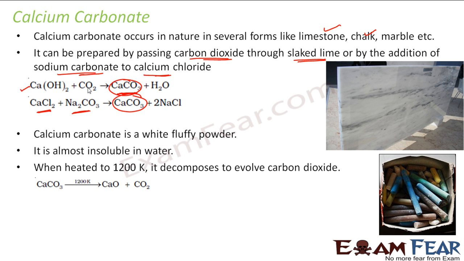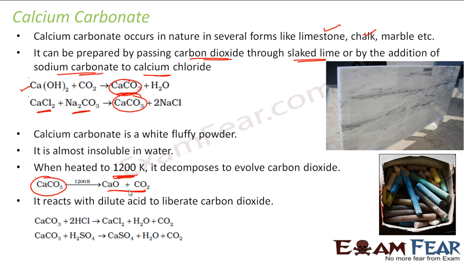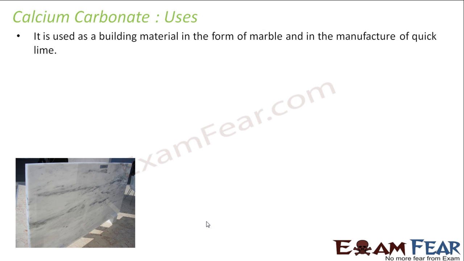It's a white fluffy powder. It is almost insoluble in water. When you heat this at 1200 K, it decomposes to calcium oxide and carbon dioxide. And this reacts with dilute acid, whether it's sulfuric acid or hydrochloric acid, to give carbon dioxide. So if you want to test the presence of calcium carbonate, you can react it with the acid and you see the carbon dioxide gas bubbling out.